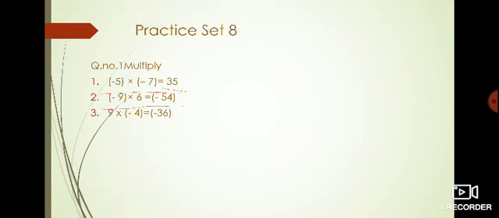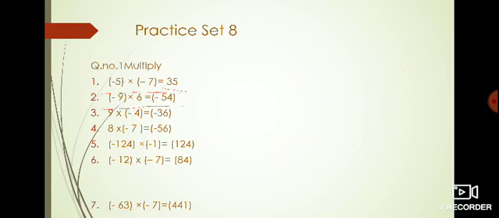Third one, 9 into -4, that is positive into negative. 9 4s are 36, so -36 is the answer. Fourth one, here also the same thing. Positive into negative. 8 7s are 56, and we have to give the negative sign here also. Fifth one, negative number into negative number, that is -124 into -1 is equal to +124. 124 ones are 124. Sixth one, here also the same thing. Negative into negative. 12 7s are 84. Negative number into negative number is always positive.